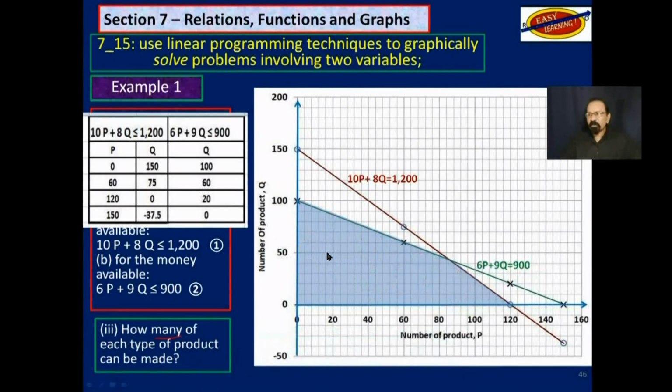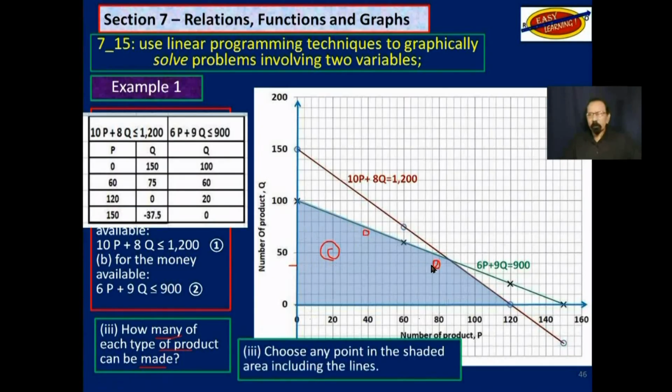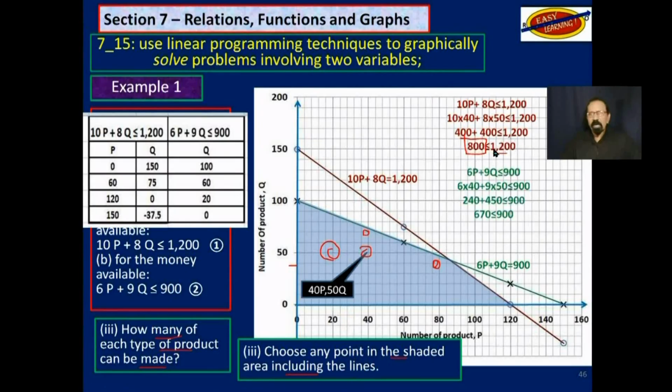How many products of each type can be made? As I said, pick any point in here, any point: 20, 50, 40, 70, 80, 40, any point in there. Choose any point in the shaded area, including the lines. So if you choose this one here, you find that you use 800 out of your 1,200 man hours, and you use $670 out of your 900.